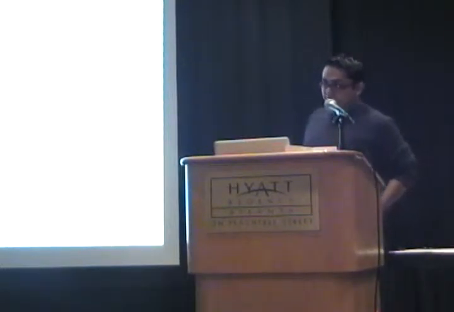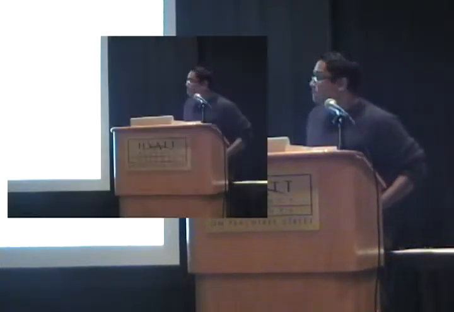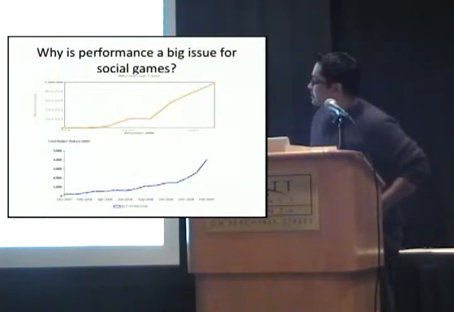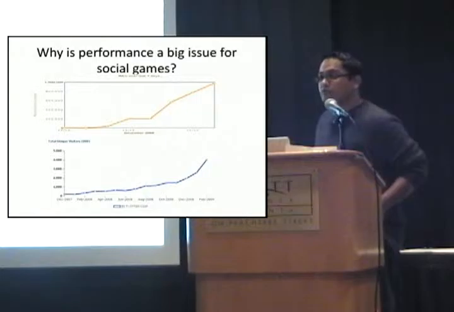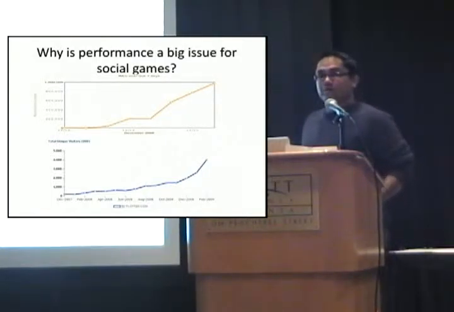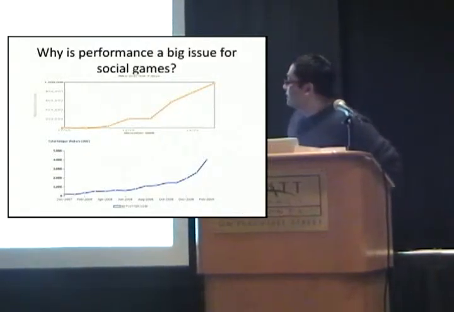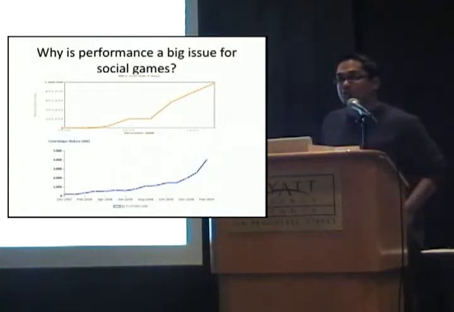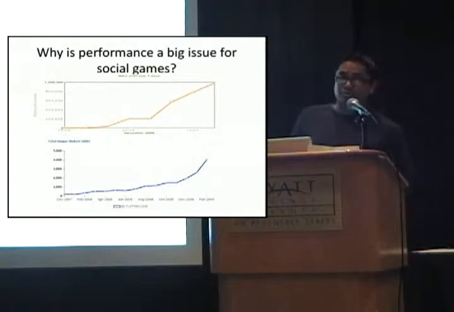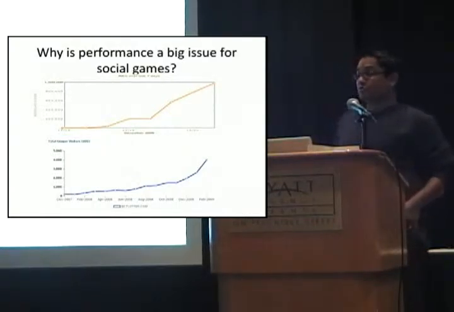So why is performance a big issue for social games? What you see here is, at the top, a graph of one of our games. It's Dante's Inferno. Some of you might have seen the console version of it. It's by Electronic Arts. So we created a Facebook game with them. What you see is how many users we added in 6 days. We added 1 million users. That's huge. That's real huge.